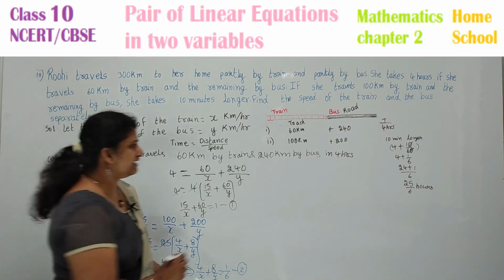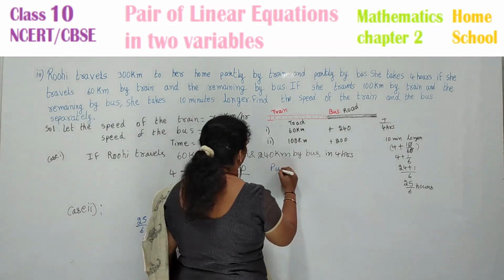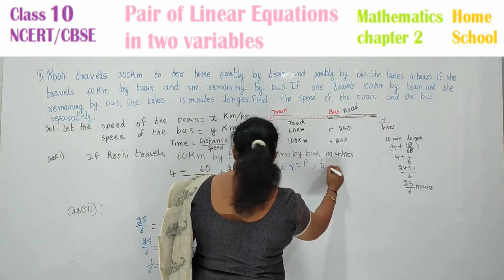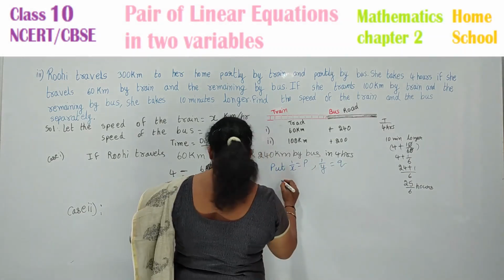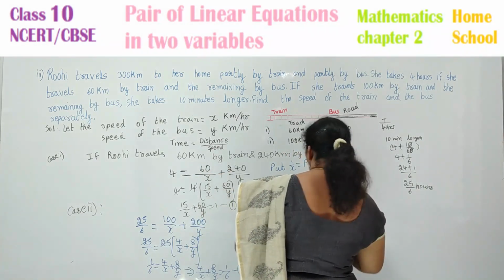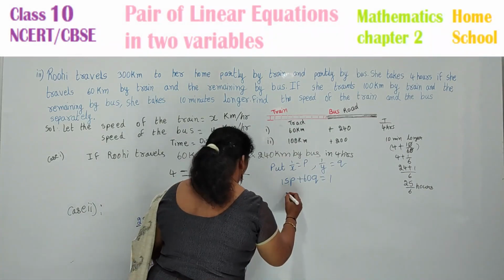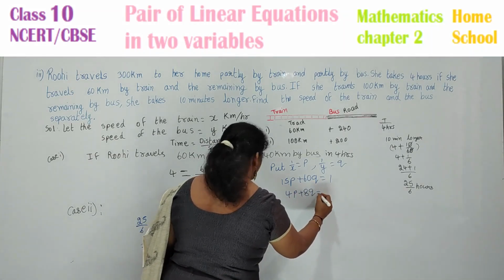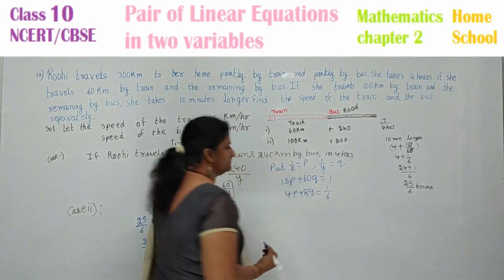We may take it as, put 1 by x is equal to p and 1 by y is equal to q. Rewrite the equation. 15p plus 60q is equal to 1, and write the second equation. 4p plus 8q is equal to 1 by 6.